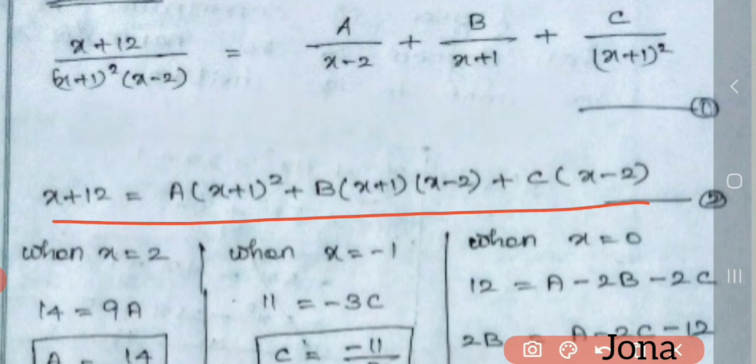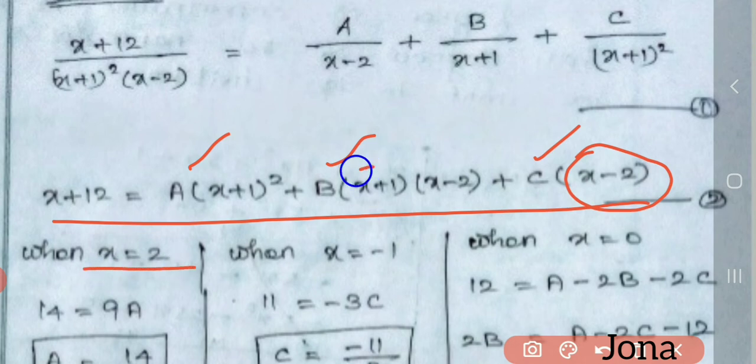From this I want to find the values of A, B and C. For this let me equate this x minus 2 to 0. That will be x equal to 2. So put x equal to 2, and then put this x plus 1 equal to 0, it will give x equal to minus 1. And then simply I want to put some value, put x equal to 0, so that I can get some equations here.